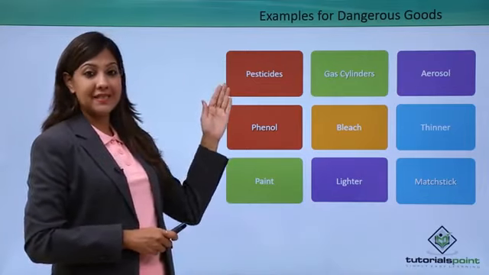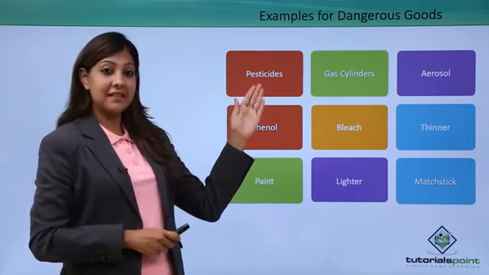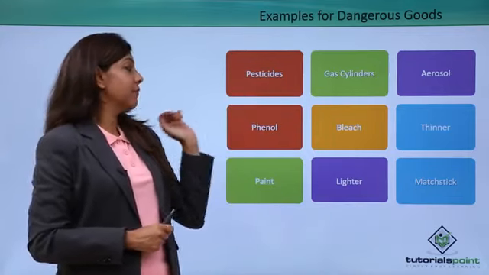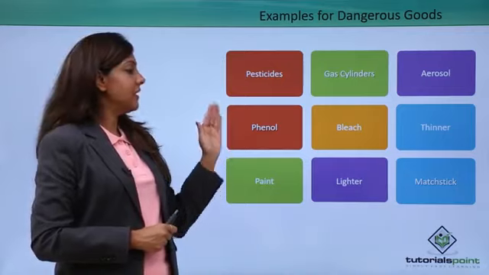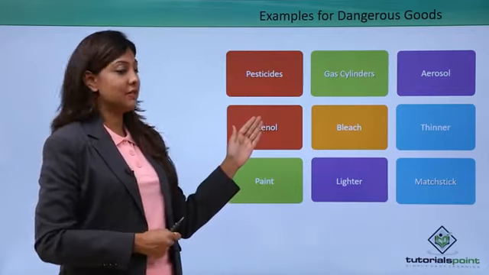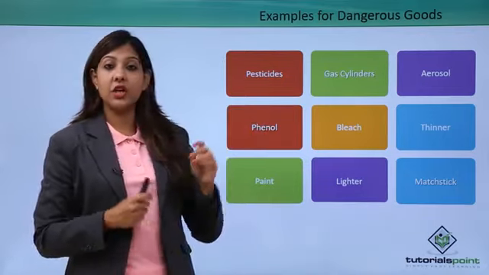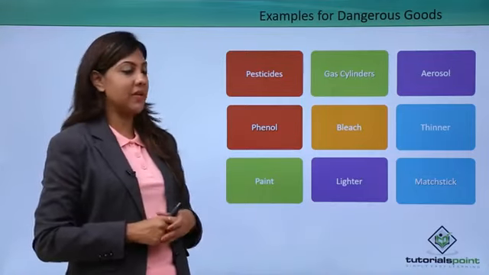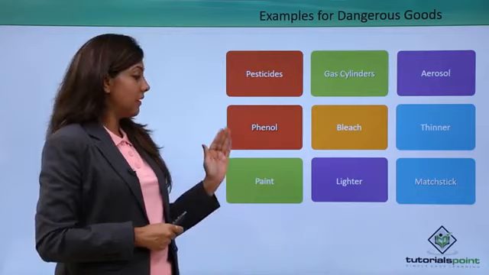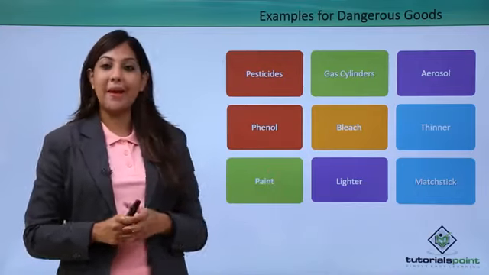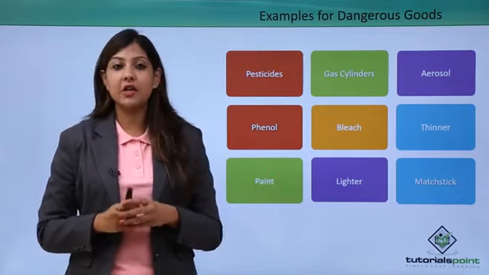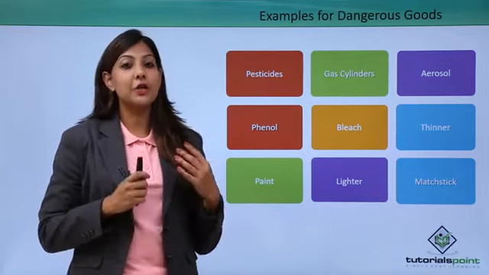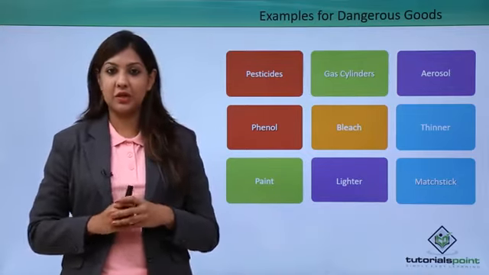So you cannot carry pesticides inside the cabin, gas cylinders, be it in any form, small or big, aerosols. Phenyl cannot be carried, bleach or bleaching materials should not be carried, thinners which are used by ladies to remove their nail polishes should not be carried. Paints, lighters as well as matchsticks. Friends, these are not allowed inside the cabin baggage, whereas for checked-in baggage you are allowed to carry these particular materials.